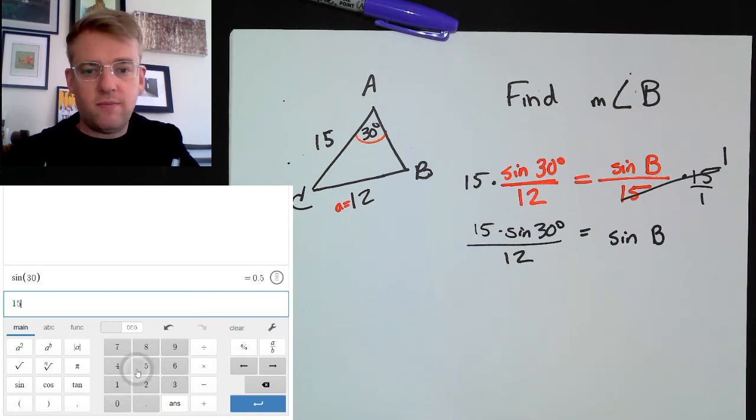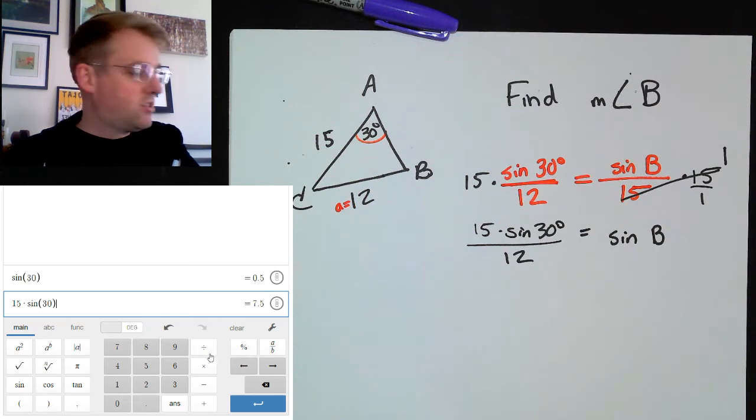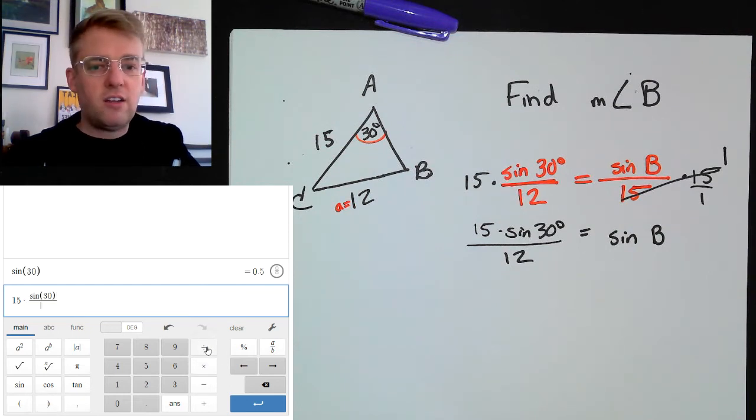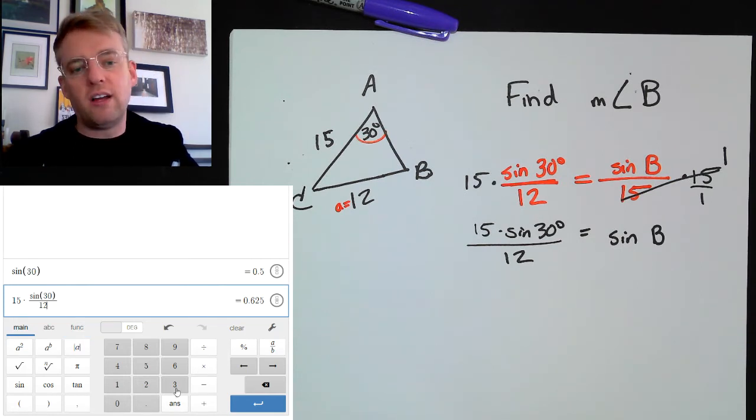15 times the sine of 30 degrees is 7.5 in the numerator, divided by 12. Be careful about your order of operations. The way that the calculator builds the fraction might be a little odd. If you've got a calculator at home or a calculator app on your phone, it might be a little easier to use than this. But I know anybody with a Chromebook can get through here.